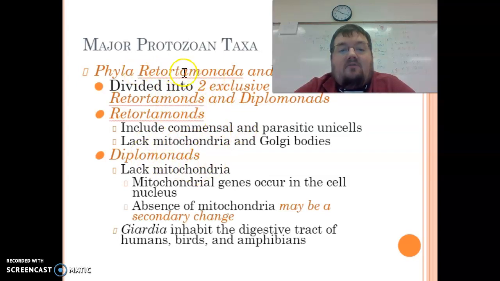So it talks about Retortamonada, which include commensal and parasitic protozoa. So ones that are in parasitic relationships where they benefit and the others suffer, or commensalistic ones where they benefit and the others are unaffected. And it says that some of the key factors of these protozoa is that they don't have mitochondria and they don't have Golgi bodies.